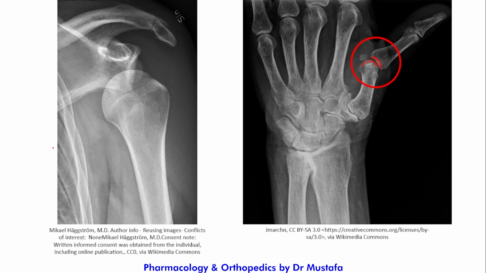In the second picture here, on the left, there is the shoulder joint. It's an X-ray of the shoulder joint, and as we can see, this is the glenoid articular surface, and this is the humerus articular surface. So they are far away from each other, and there is no contact between them. So this is what we classify as a dislocation.